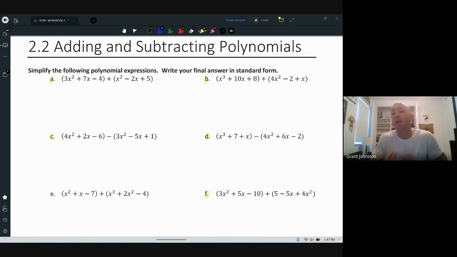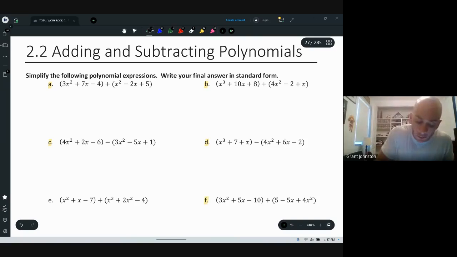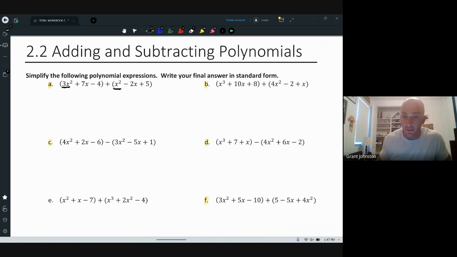When we're adding polynomials, we really just add their like terms. We combine their like terms. The 3x squared is going to combine with this 1x squared. The 7x is going to add to the negative 2x. And the negative 4 is going to add to that other constant term, the 5. So when we're adding and subtracting polynomial expressions, we're adding and subtracting their like terms. So a 3x squared plus a 1x squared would be a 4x squared.